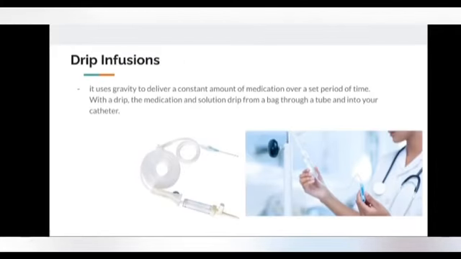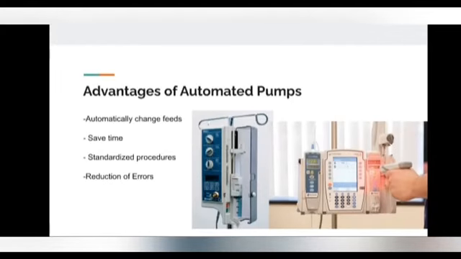Drip infusions use gravity to deliver a constant amount of medication over a set period of time. With the drip, the medication and the solution drip from a bag through the tube and into your catheter. It can be seen in hospital-based settings. Advantages of automated pumps: automatically change feeds, saves time, standardized procedures, reduction of errors.